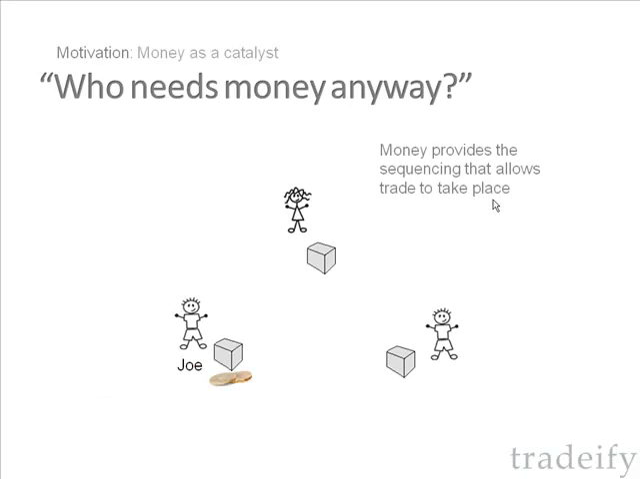What's interesting is Joe can't eat the money. The money's not doing any good, other than it's providing a kind of sequencing to the trade that actually helps us eat, live, survive, whatever.